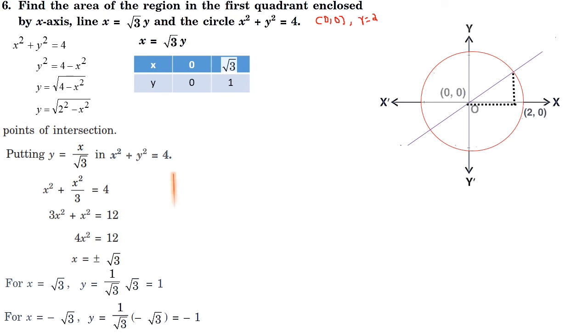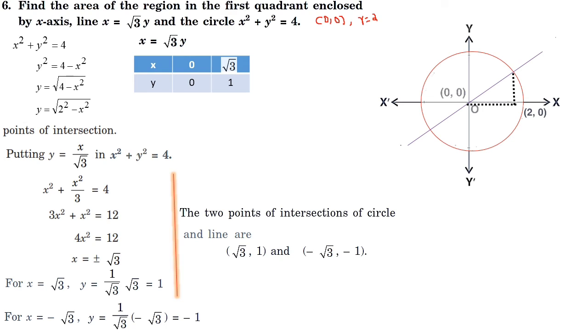So the set of points we have got, what are the set of points? For x is equal to root 3, y we have got 1. Okay, root 3 and 1. Another one is for x equal to minus root 3, we have got minus 1. So the points of intersection between the line and the circle are root 3 comma 1 and minus root 3 comma minus 1.